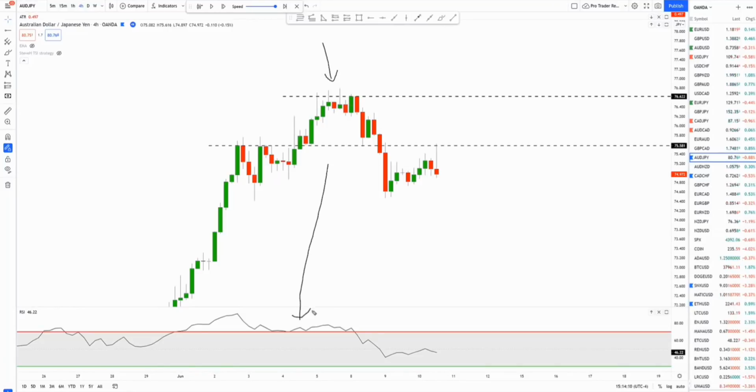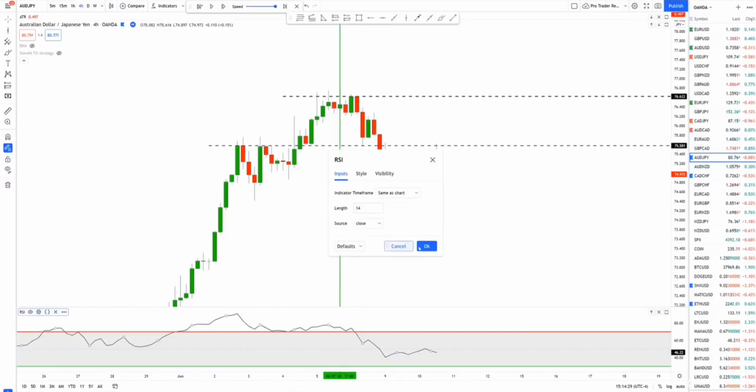Another condition is the market must be overbought at the head of the pattern. Let's put a vertical line here. As you can see here, this green line is showing the head of the pattern. And yes, the market is still above the 70 line of the RSI. By the way, my settings for the RSI are exactly as they come. I just have a 14 period RSI.